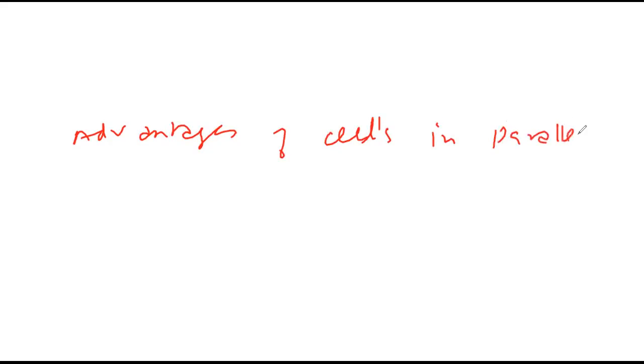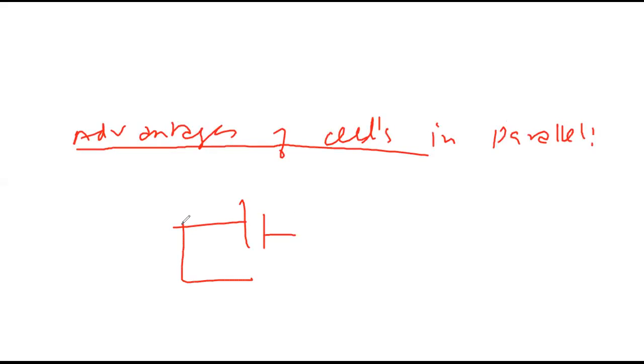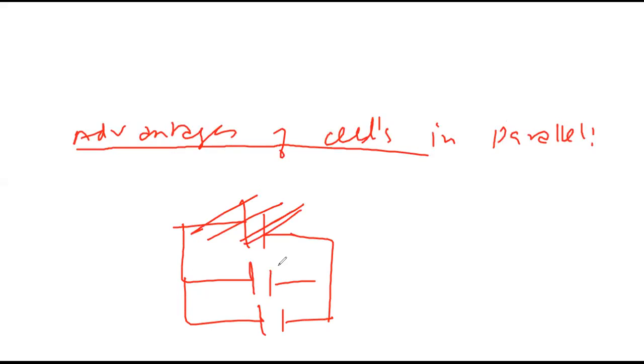Then write advantages of cells in parallel. See, if this is one cell, this is another cell, all are in parallel. If one gets damaged it won't matter, because these two are still working. So parallel advantage: even if one cell is open, with the rest closed, it will keep on working. Open means the wire connection is broken, so still the circuit will work.